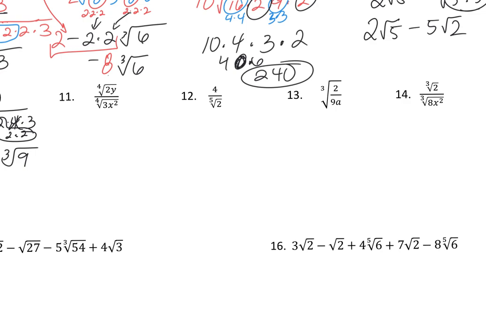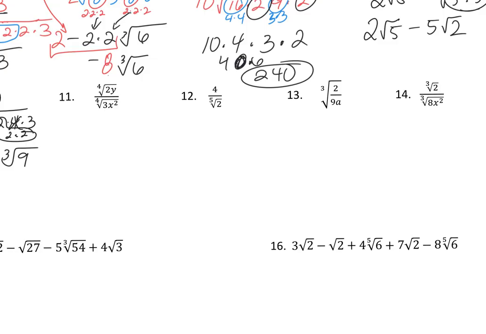Okay, now we have the dividing. We can't have a radical in the denominator. We can't have a fraction in a radical. So we need to rationalize the denominator by making the radical go away. In order to make the radical go away, if it's 4th power, I need 4 of something, something to the 4th power. If it's 5th power, I need something to the 5th power.